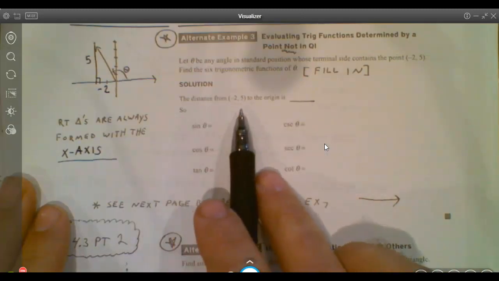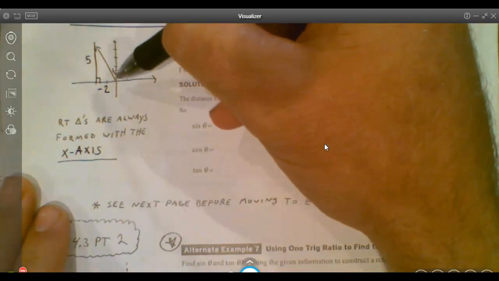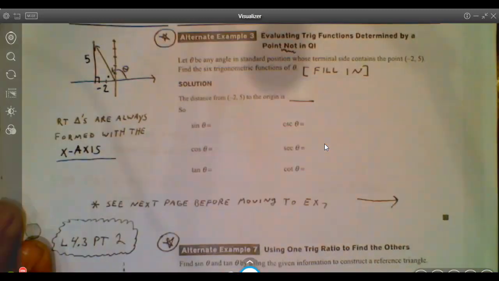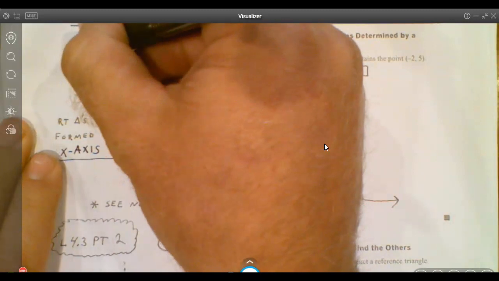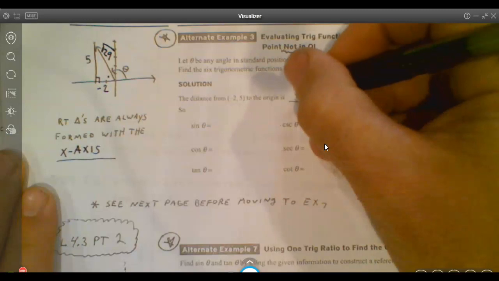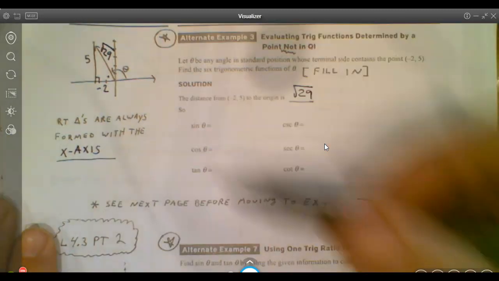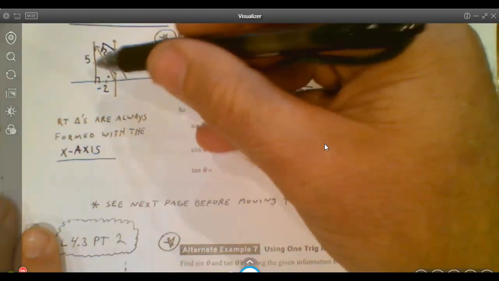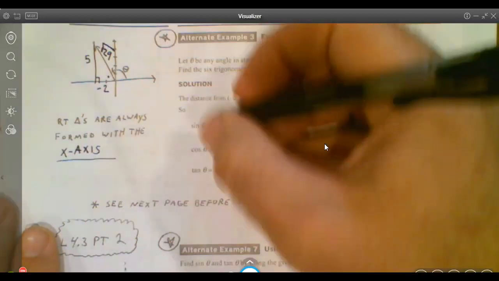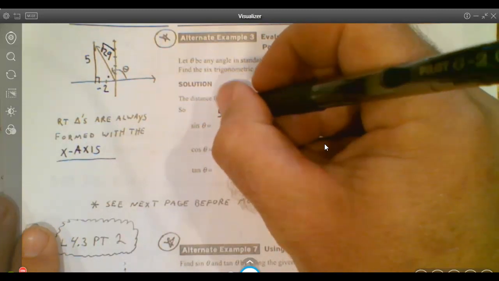So the distance from -2, 5 to the origin is what? What would be this distance? If we use a little Pythagorean theorem, 4 plus 25 gives me 29. So we know this guy is going to be square root 29. Always positive on the hypotenuse. Let's fill these out just like we did on the last page. I know sine is opposite over hypotenuse, 5 over rad 29, which we're going to rationalize the denominator and get 5 rad 29 over 29.